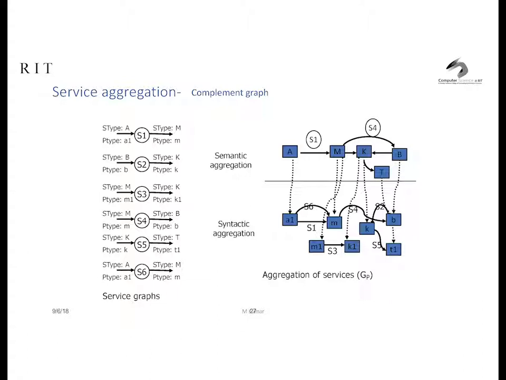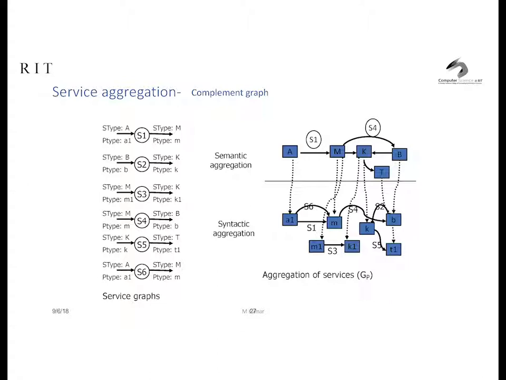So for example, this is a toy example. But this is a real example here, converting from one text to a different kind of speech. By the way, this is a complement of the graph that I represented earlier. I'm just representing here the services on the edges and the inputs, outputs on the nodes, which are represented by squares. Basically, I have different types of services. S type means service type, and P type is the attribute of the syntactic information.